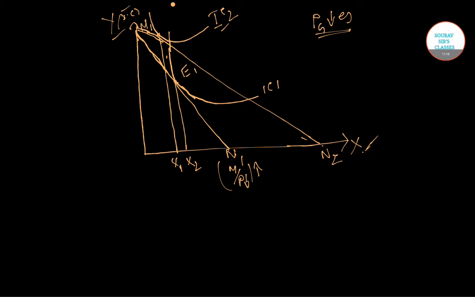Now at this new equilibrium point, the quantity demanded of the commodity is given by X2 X1, that is this amount. This movement represents the total price effect. We know the total price effect consists of income effect and substitution effect. Now I will explain what the income effect and substitution effect are.